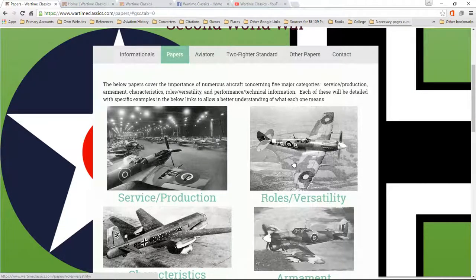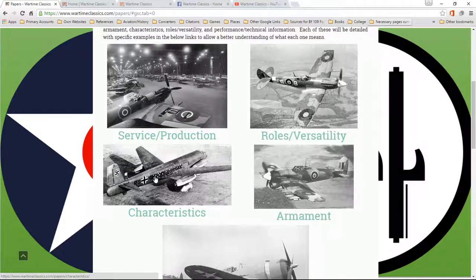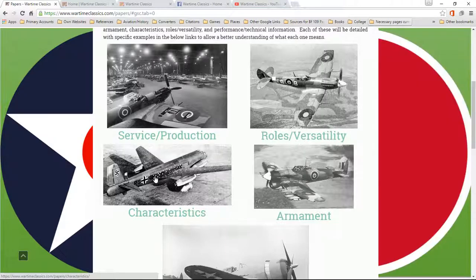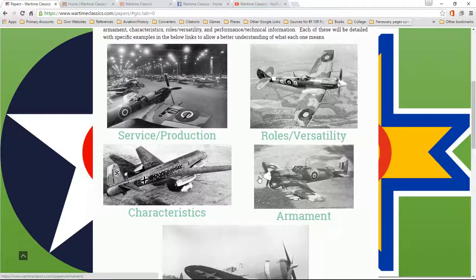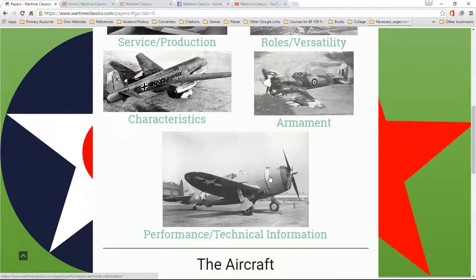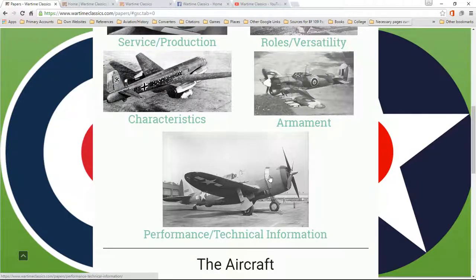The third category is characteristics. This is more as simple as wing structure, landing gear type, or anything of that nature. The fourth one is armament. This one covers the spread, caliber, and quantity of the weapons, and the impact of that. The fifth and final section is performance technical information. This one covers anything such as range, maximum and cruise speeds, weights, dimensions, all of that.